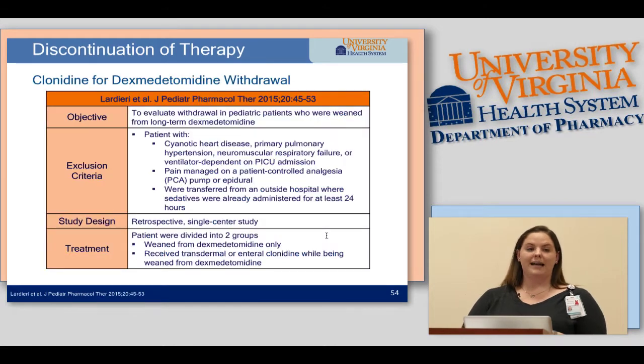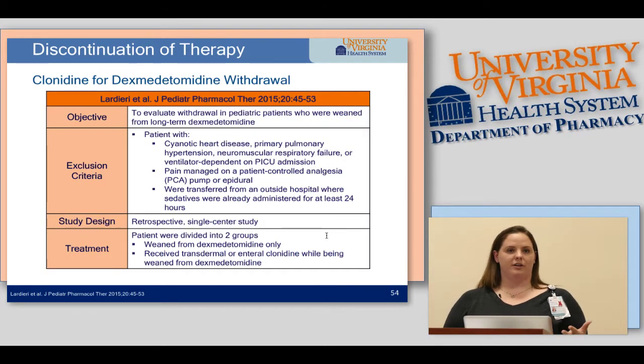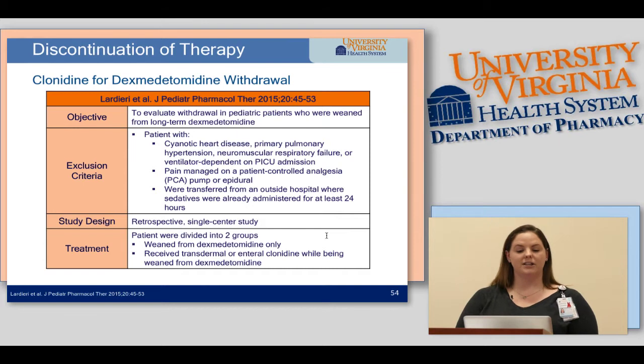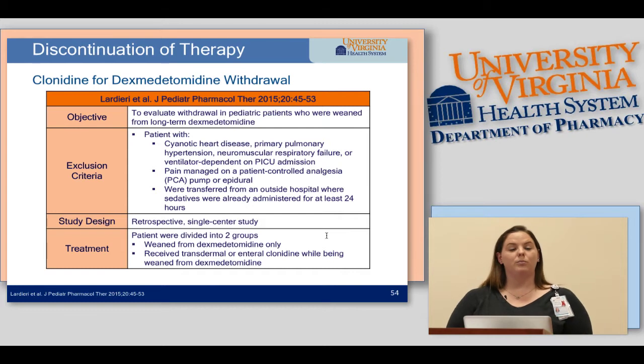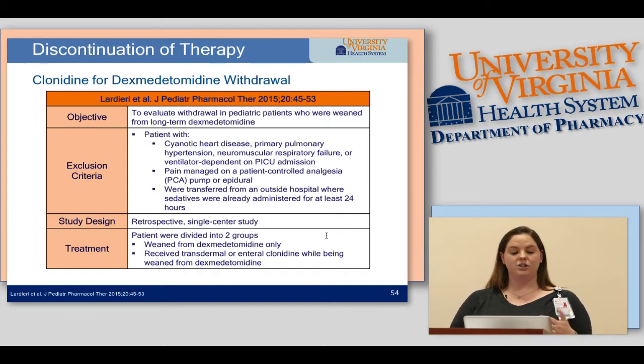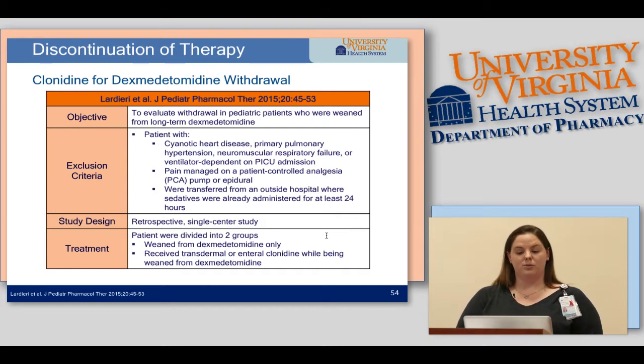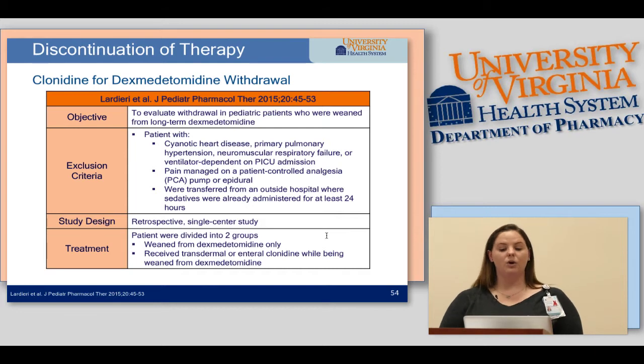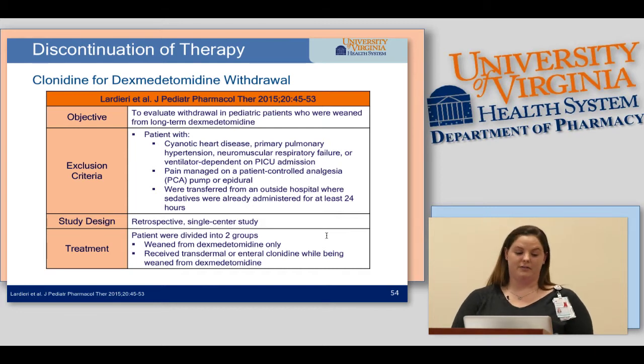And you might ask, is there a way to prevent this withdrawal from happening? This study actually evaluated clonidine for dexmedetomidine withdrawal. It was evaluating it in pediatric patients who were weaned from long-term dexmedetomidine. I've listed the exclusion criteria for you. For example, a patient with cyanotic heart disease, primary pulmonary hypertension, neuromuscular respiratory failure, or ventilator dependence on PICU admission were excluded from this study.